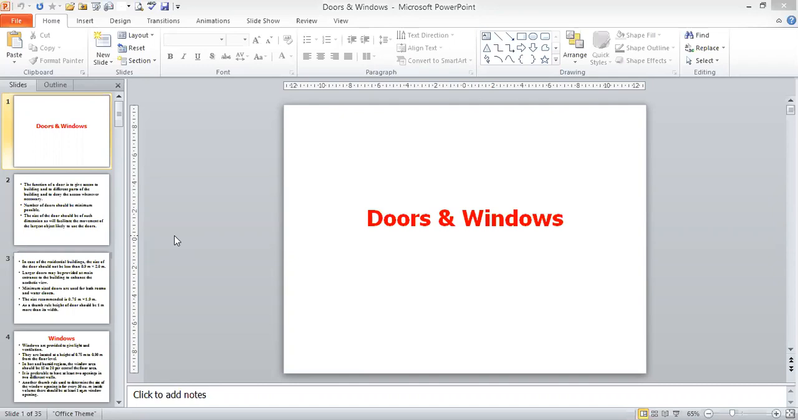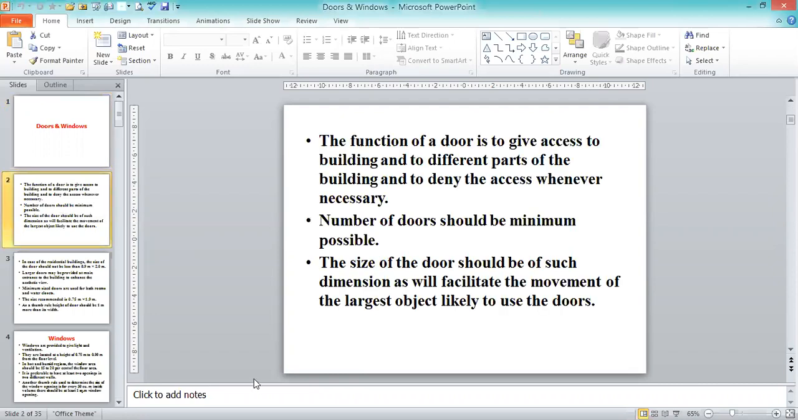So for doors and windows, what are the different types of doors? Why is a door designed? What are the functions of the doors, and what are the functions of the windows? Now, the main purpose of a door is access to the various rooms. The function of a door is to give access to the building and to different parts of the building, and to deny access whenever it is necessary.